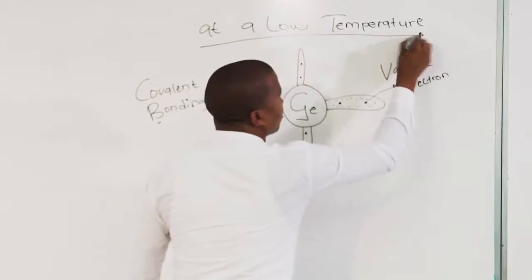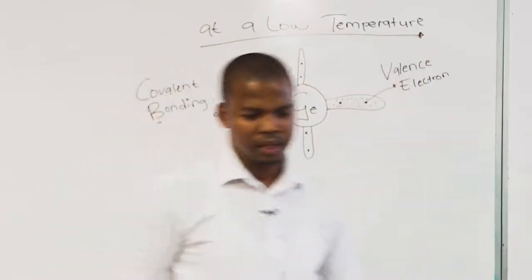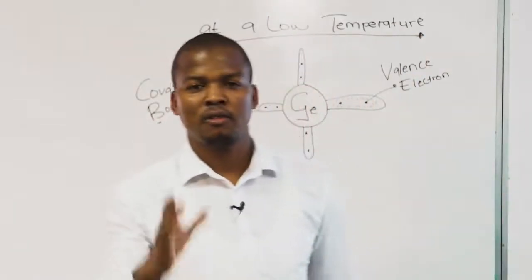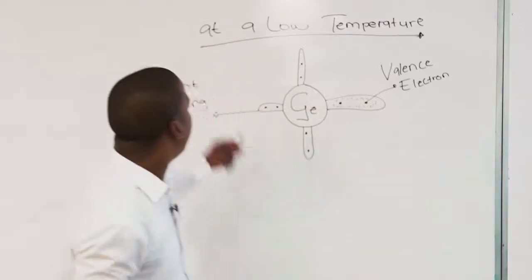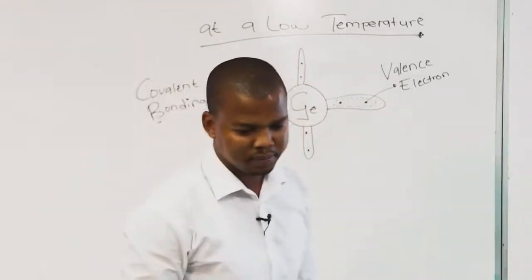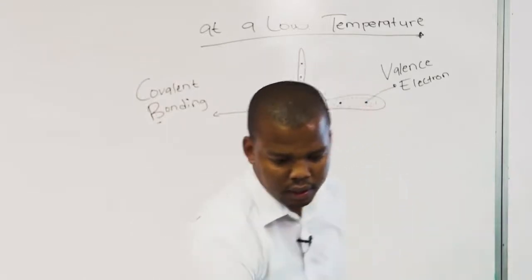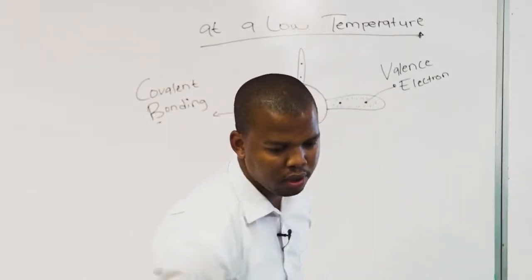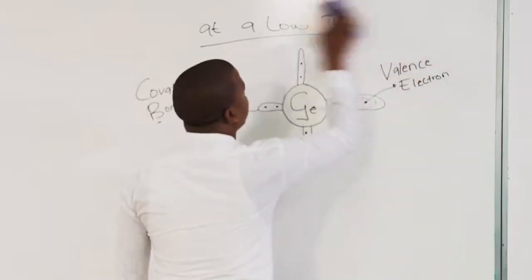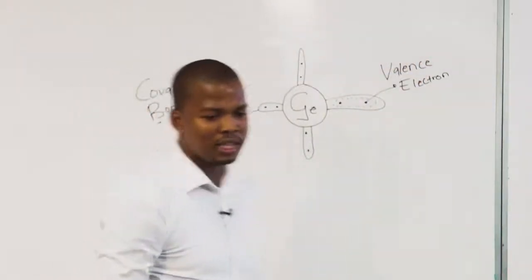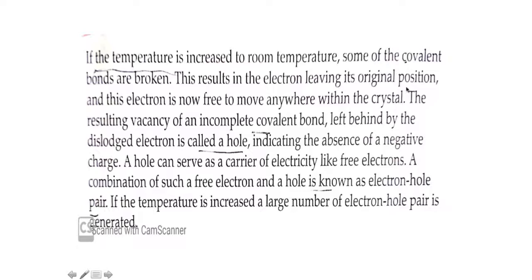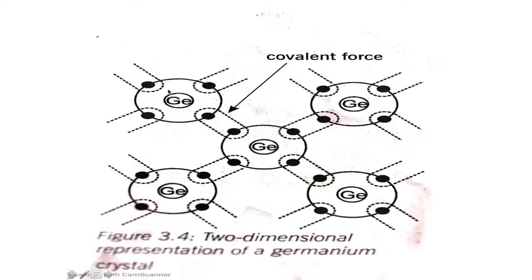At a low temperature, everything that I explained falls under low temperature. Now, going back to our slides, if the temperature is increased to room temperature, some of the covalent bonds are broken. Let's look back on our crystal structure.